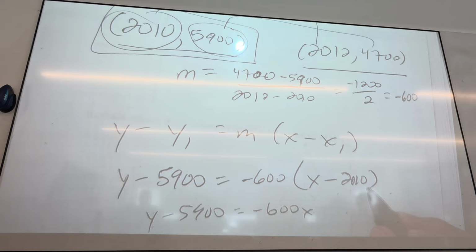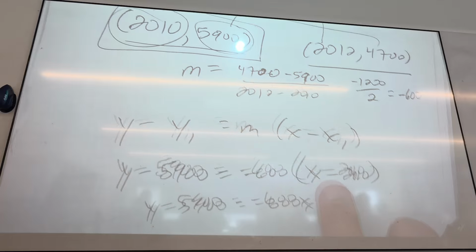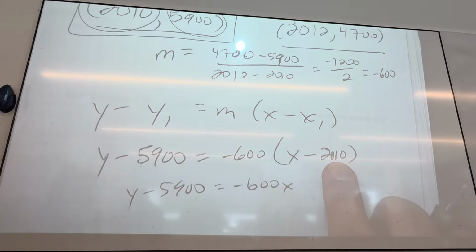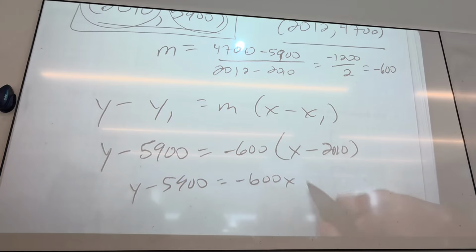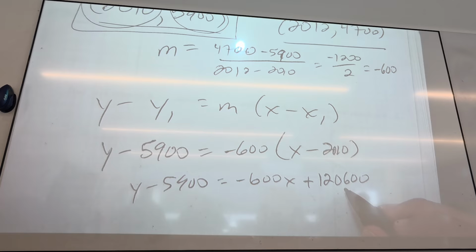600 times 2010. By the way, do you see how this is gross? Do you guys have calculators? Yes, so it's not that terrible. That'll be 12... 12,000. 120,600. Thank you. 120,000. One more zero.